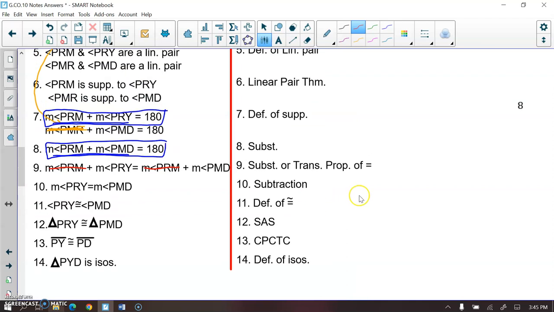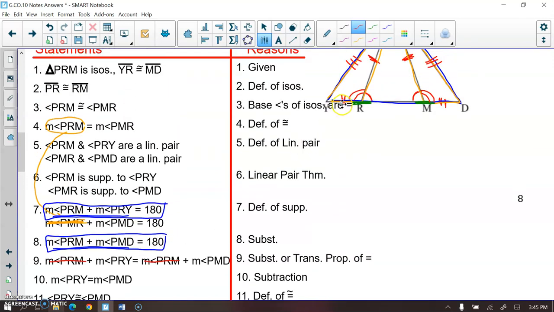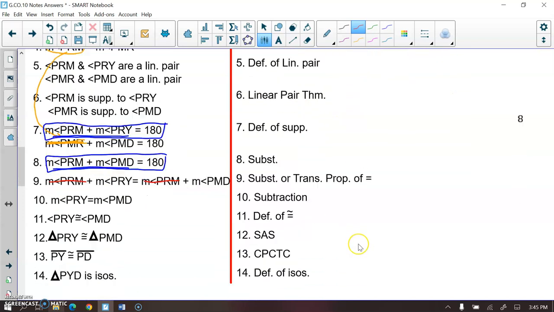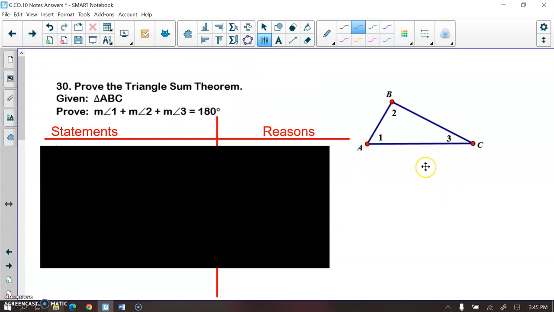Wow, that was our first 14-step proof, and you guys survived. Good job. If you need to pause the video to write anything down, or if you need to rewind the video to see anything that we talked about, please do so. All right, two more proofs left in this video.